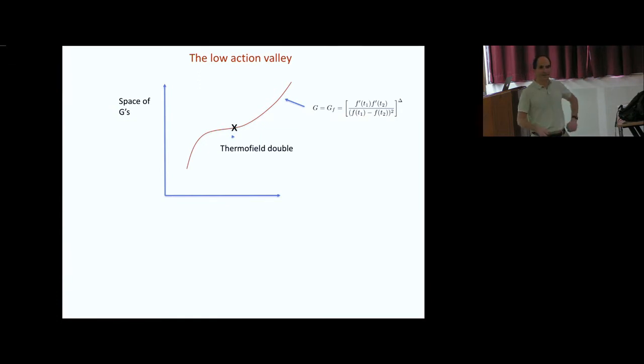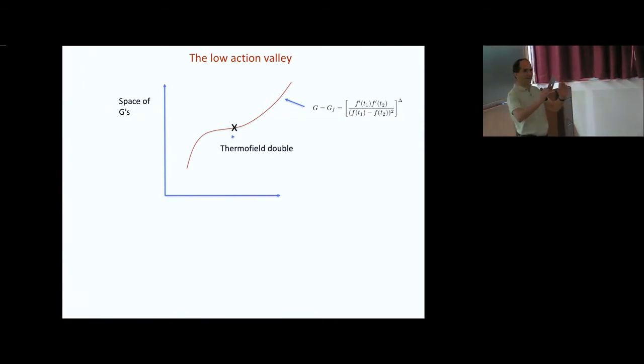Now, in the space of all the g's, there is some solution that corresponds to the thermal field double, right? So imagine you have two non-interacting copies of SYK. That system has one particular solution, which is the thermal field double at some temperature, right? And that's one solution in the space of all g's. Now, in that space, if you look at the action, the action has an actual minimum here, right? Where we have that solution once we fix the temperature.